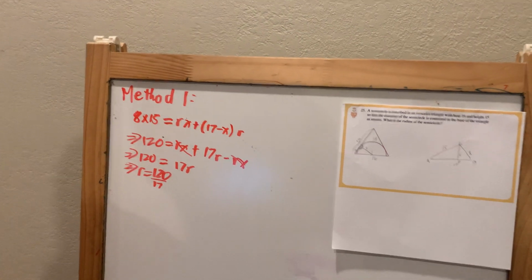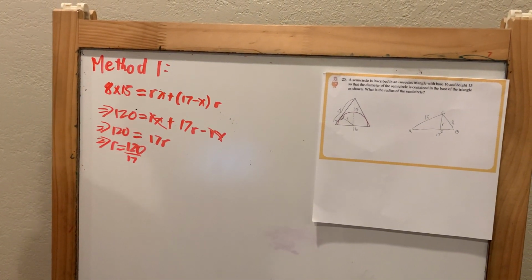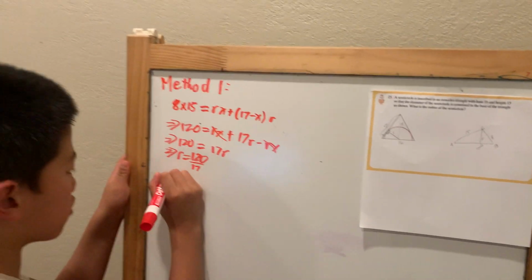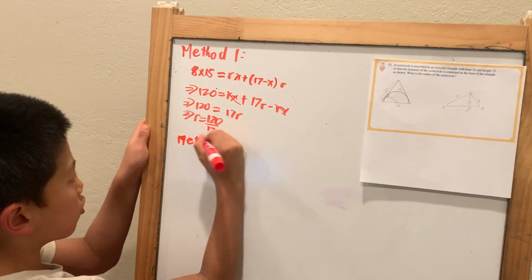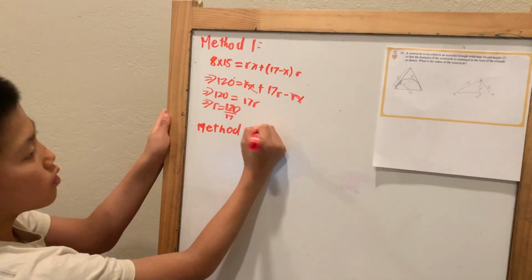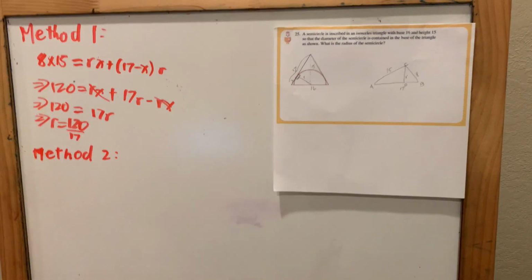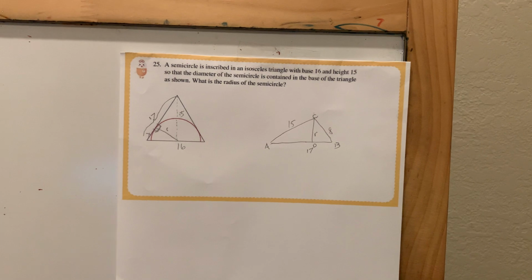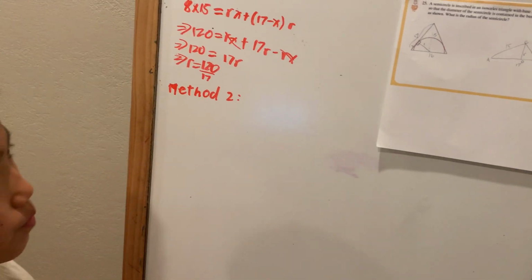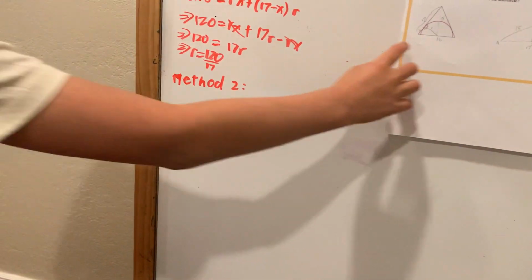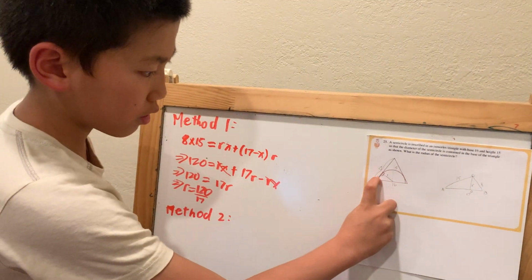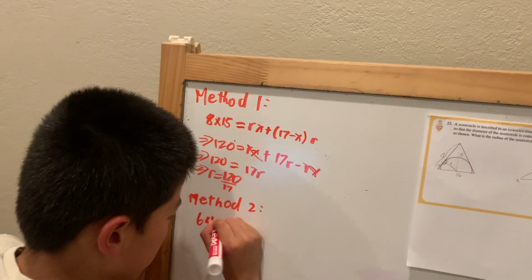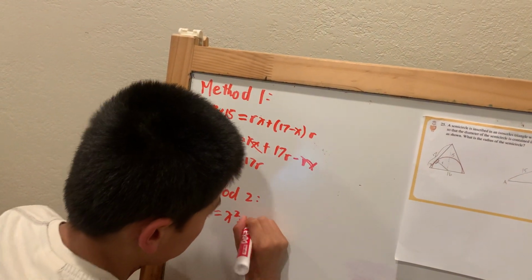That's a very simple way to solve for r in this problem, and we can move on to method 2, which is more complicated. We'll be using the Pythagorean Theorem to be finding r. So basically, if we focus on this tiny triangle down here, we have that 64 equals x squared plus r squared.